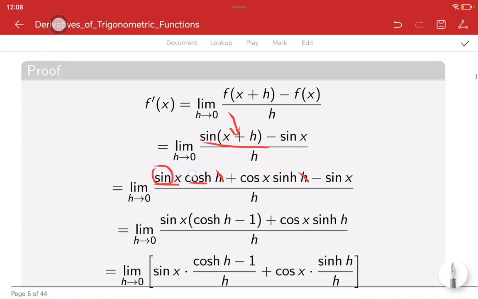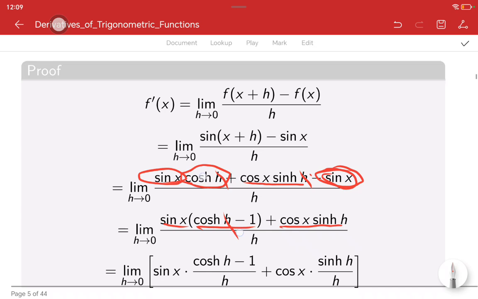Then we subtract that sine of x. From this step, for us to proceed we must look at the common factor. We have sine x, sine x, so we can factor out this sine x to have cos of h minus 1, which leaves out 1. I mistakenly added an h here, so we'll just ignore it. Now this will be plus cos of x sine of h.